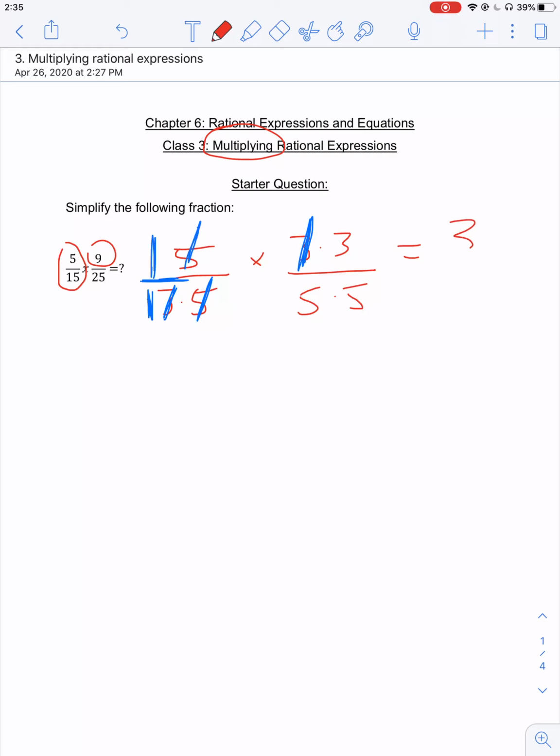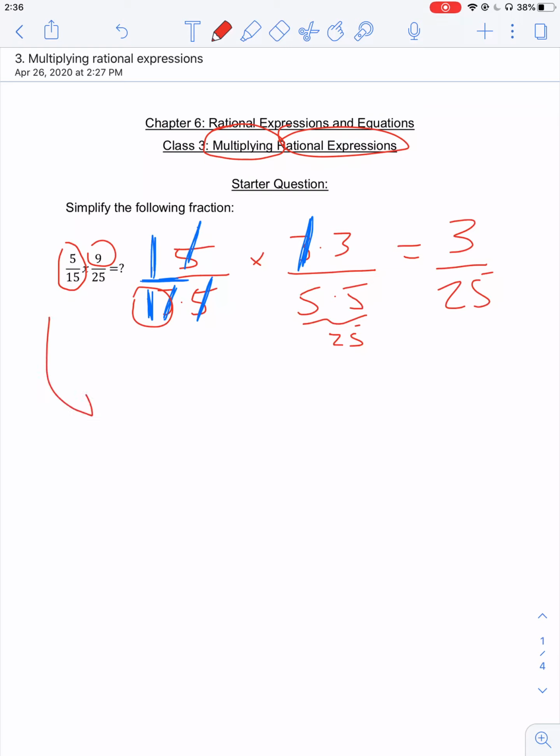So 1 times 3 is just 3, and then 1 times 5 times 5, that's just 25. Okay, so this is 25, and I'm just multiplying this by this one over here. Okay, so this is your answer, and as you can see, it's really easier to simplify. Let's say if you did not have a calculator, right? Because with rational expressions, your calculator cannot help you. So it's way better to simplify at the beginning than at the end.